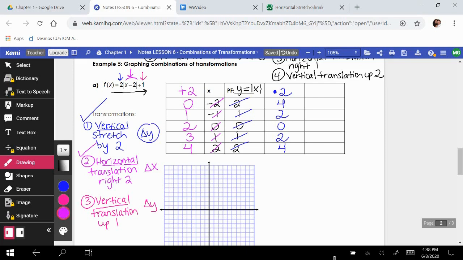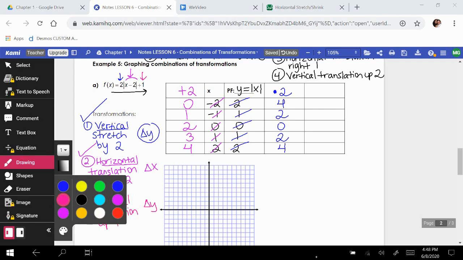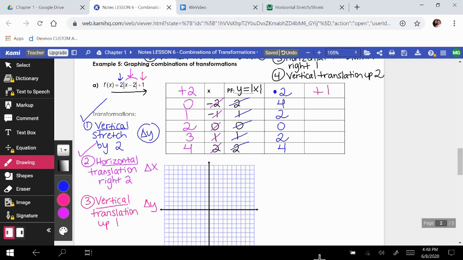Okay, we're still not done yet. We still have to do our vertical transformation. So vertically, we're going ahead and moving the graph up. So up 1, we're going to do plus 1 over here. 4 plus 1 is 5. 2 plus 1 is 3. 0 plus 1 is 1. 2 plus 1 is 3. And 4 plus 1 is 5. All right, and that's it.